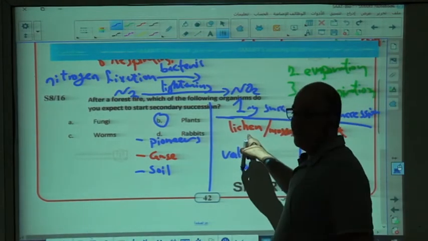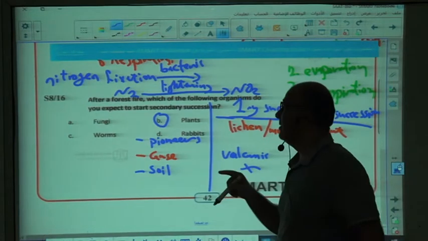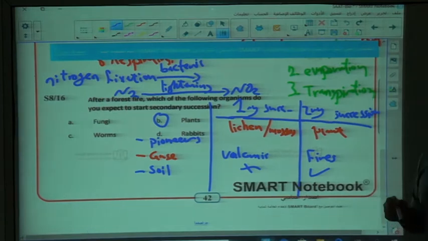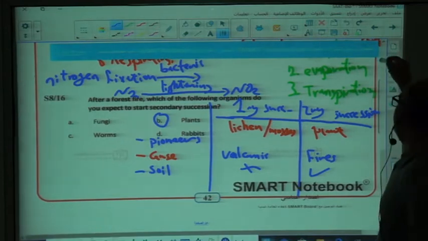Lichens, mosses. Lichens, we explained it: when the fungi exchange benefits with algae.